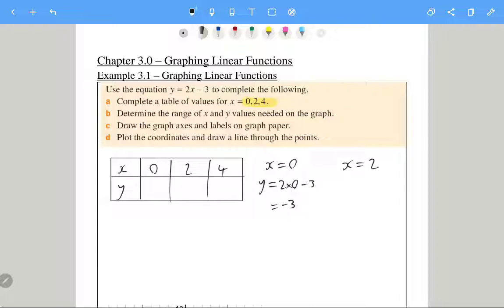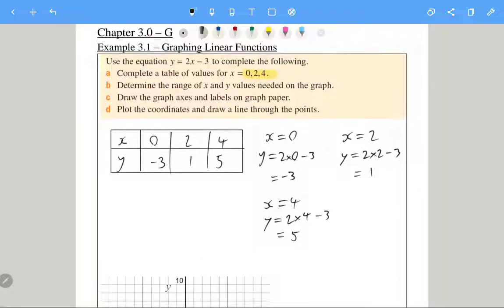X equals 2, y equals 2 times 2 minus 3, 4 minus 3, which is 1. And then the last one, x equals 4, y is equal to 2 times 4 minus 3, 8 minus 3 is 5. So we get minus 3 for the first one, 1, and then 5.